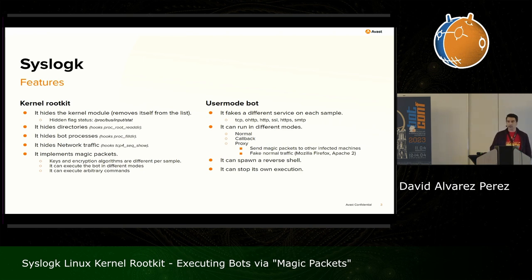And it also allows to be executed in proxy mode. I mean, the bot can also send magic packets to other computers, acting as a proxy between the attacker and the other computer. And the magic packets fake normal or legitimate traffic like Mozilla Firefox traffic and Apache 2 traffic. And the user mode bot, of course, implements two payloads. One is to spawn a reverse shell for the attacker, and the other is to kill its own execution.